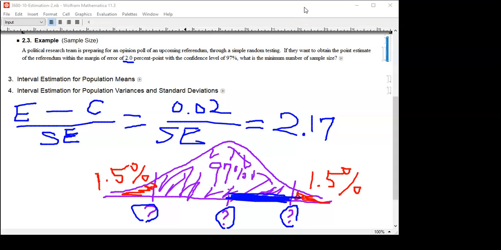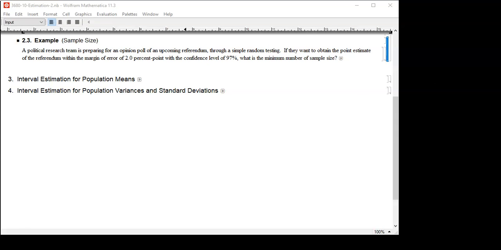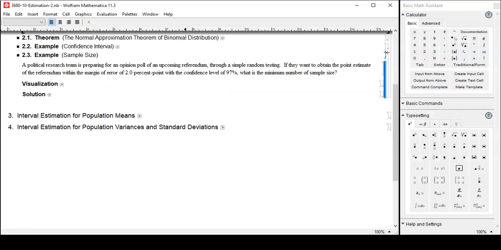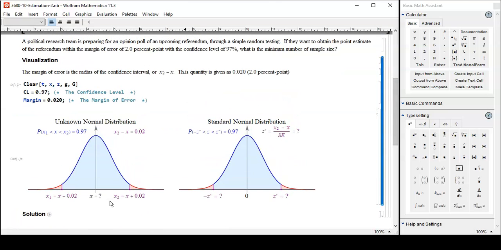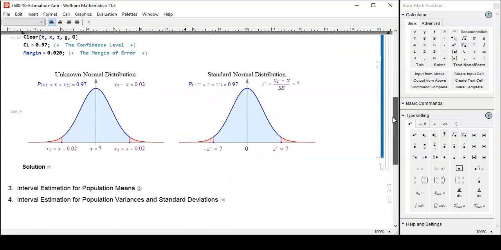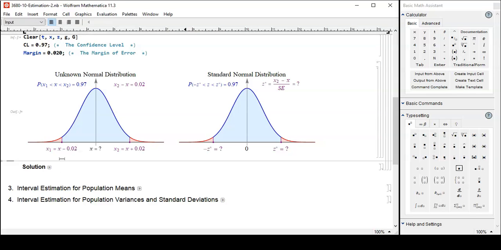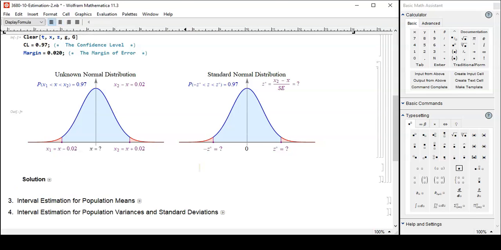All right, let's get out of this lousy picture and go to a little bit better visualization here. Okay, there you go. We don't know the center, the point estimate, but we know the margin of error. This plus 0.02 to get there, this minus 0.02 to get there. So what do we have here? In the end, z-score is end minus center over SE.